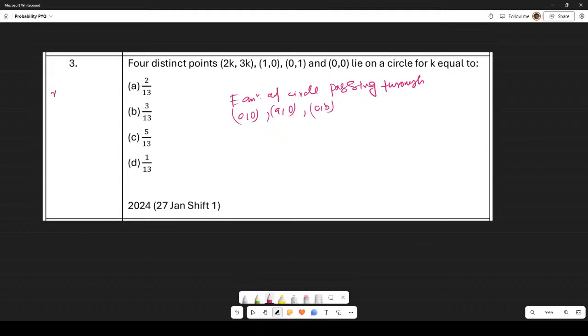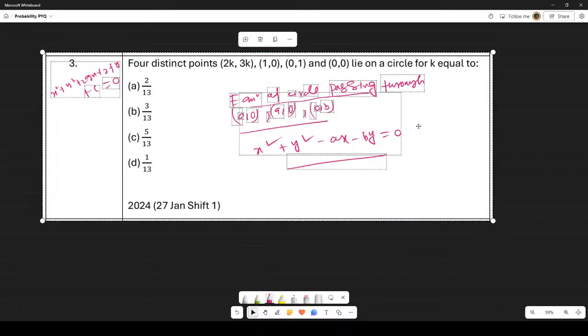Otherwise, if you want to do it using the general equation of circle, it will take a long time. Then pass it through these points, get G, F and C and do it. No. You just remember the equation of the circle passing through these points is x square plus y square minus ax minus by equal to 0.